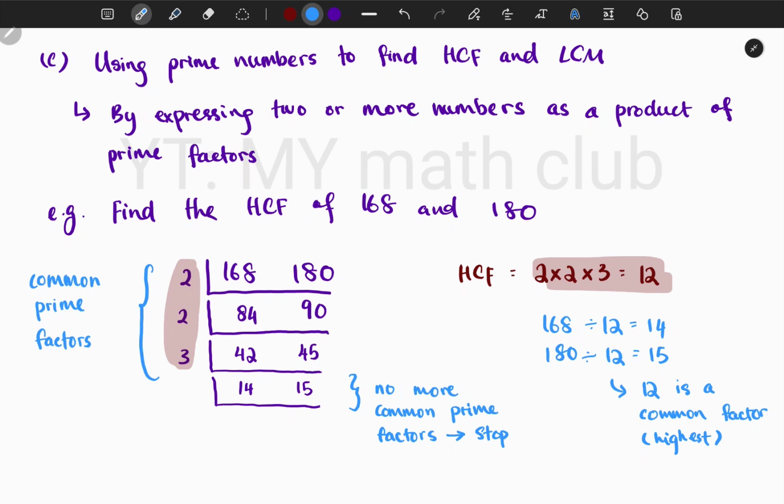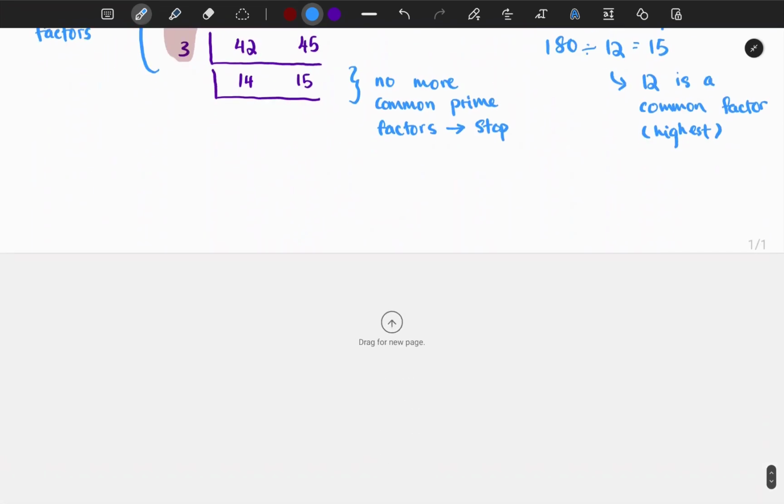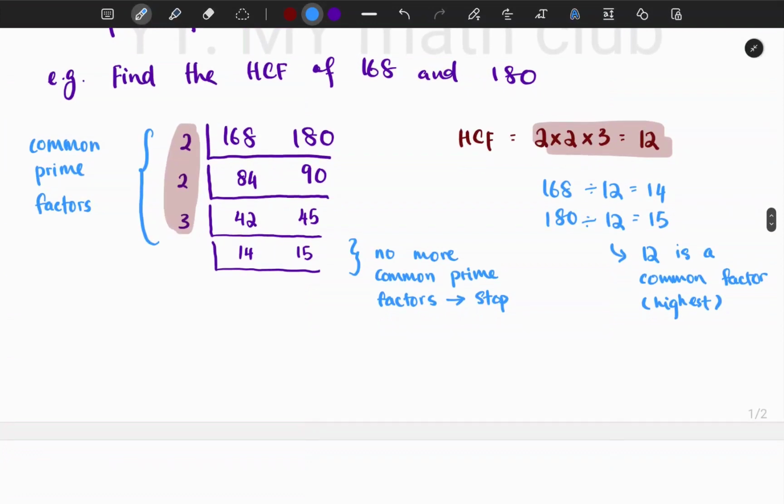Okay, so this is the example method that you can always apply to find your HCF, no matter how big of a number you get. This is a foolproof method that you can always use. But then something sweet to add on, which is that you can also use a very similar method to find your LCM. Okay, and we're going to use the same example again. Find the LCM of 168 and 180.